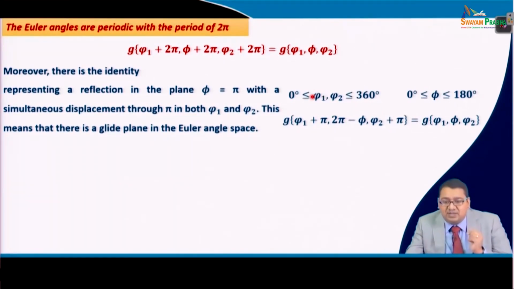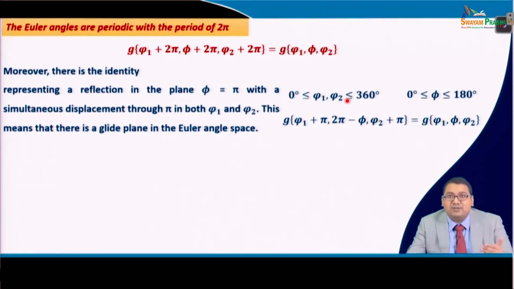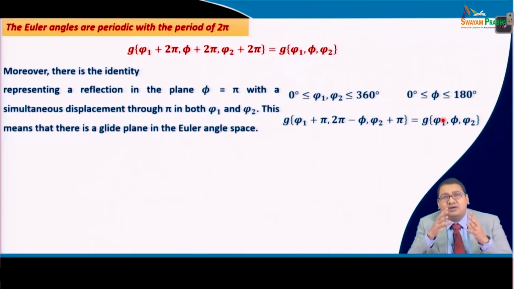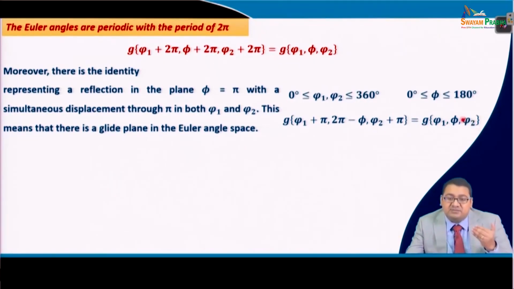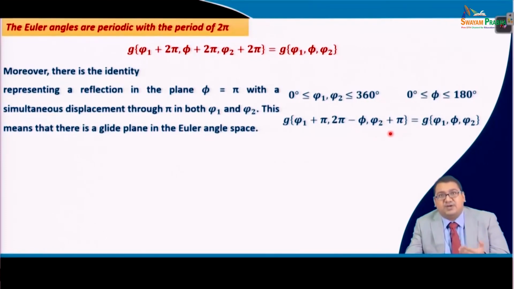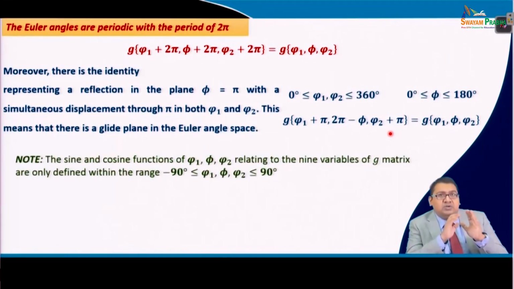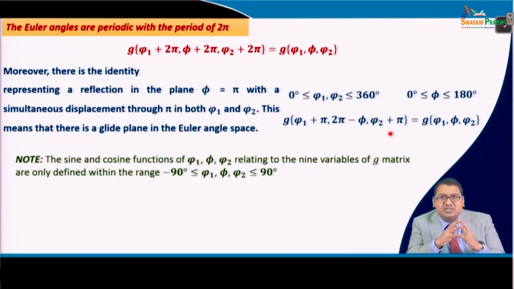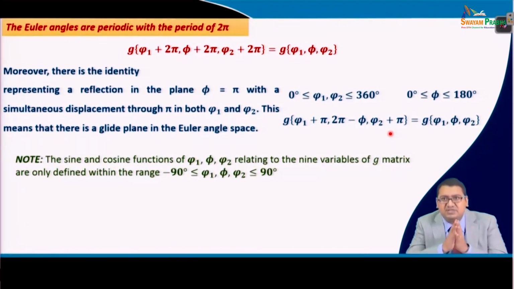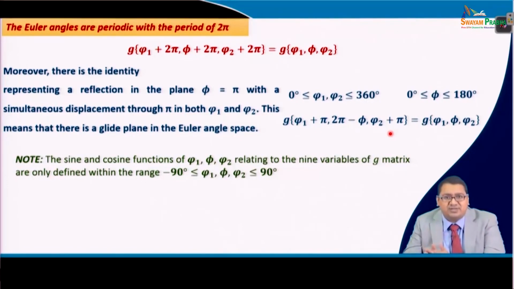Because of the presence of this glide plane, because of this identity, the periodicity of the Euler space or the Euler angles reduces, and g(phi 1, phi, phi 2) becomes equal to g(phi 1 plus pi, 2 pi minus phi, phi 2 plus pi). So, you see that the periodicity of the Euler space, without considering crystal symmetry and sample symmetry, is reduced to 0 to 360 for phi 1 and phi 2, and 0 to 180 degrees for phi.